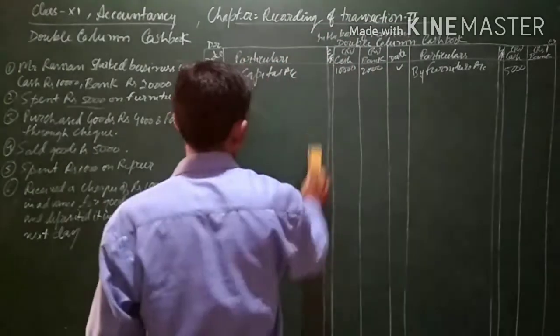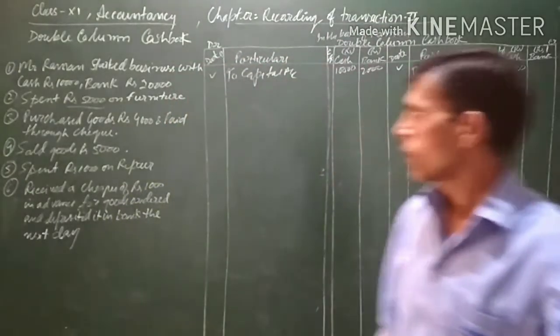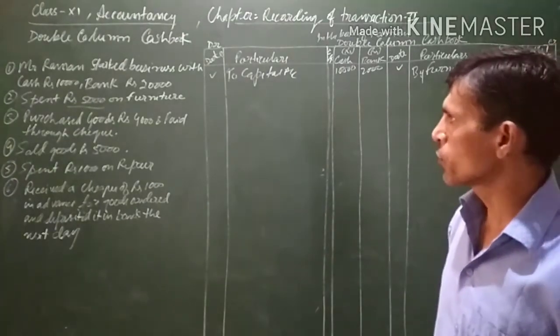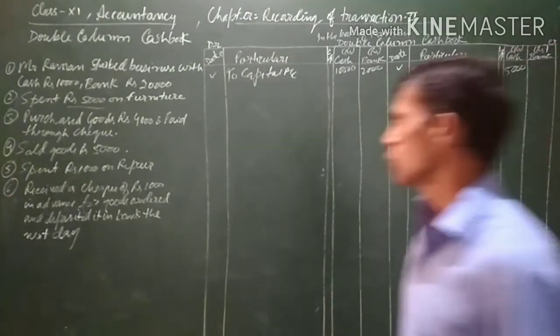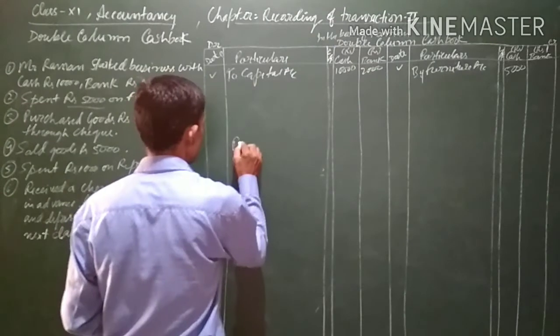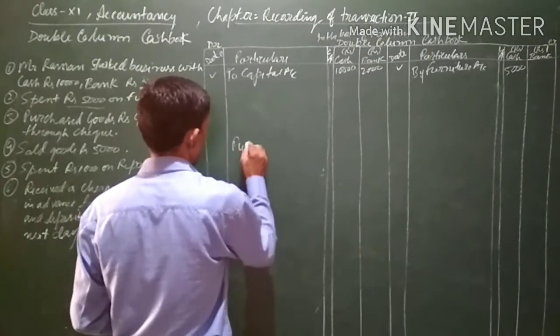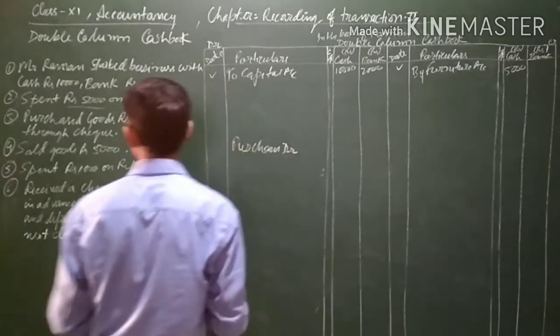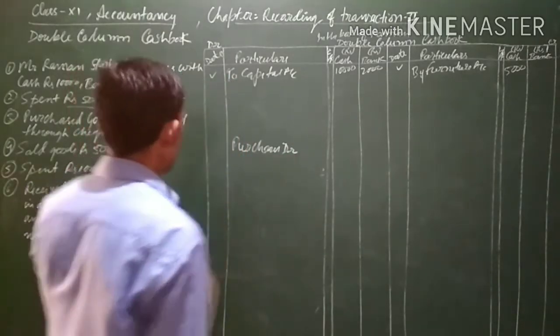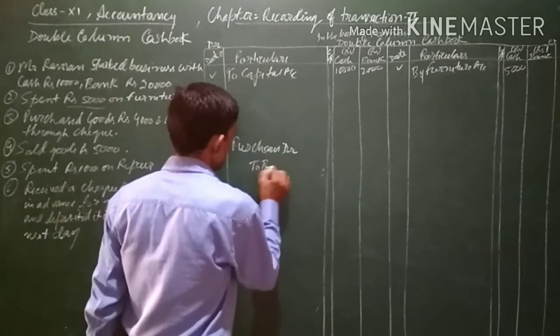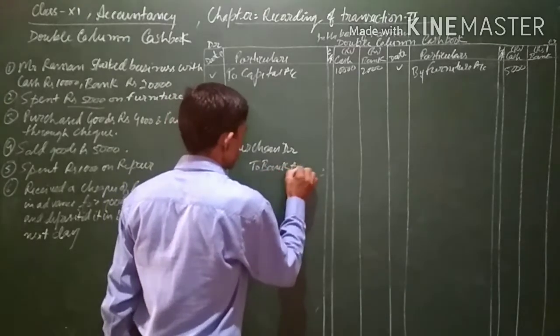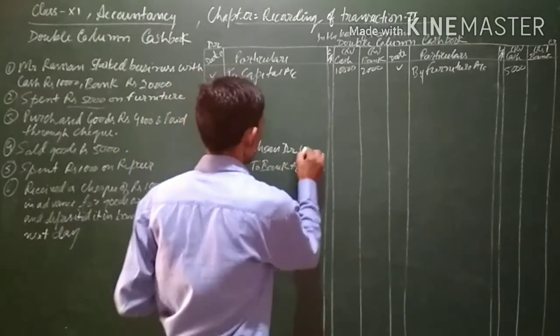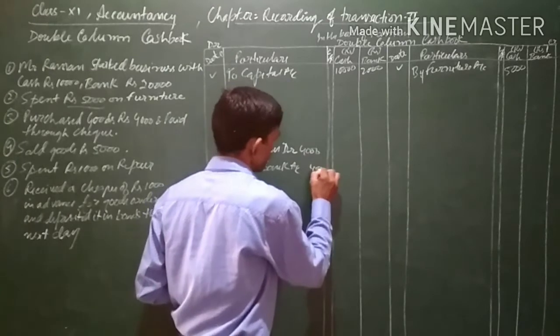Now let us see the next transaction. Purchase goods for ₹4,000 and paid through check. You are purchasing goods. When goods are purchased, what is the entry? Purchases account debit. Purchases account is debited and it is paid through check. Since it is paid through check, the bank account will be credited.